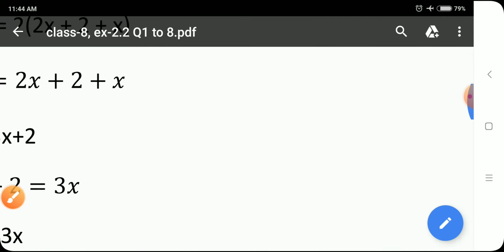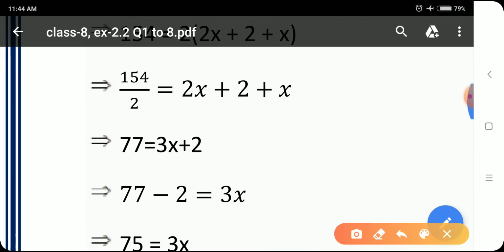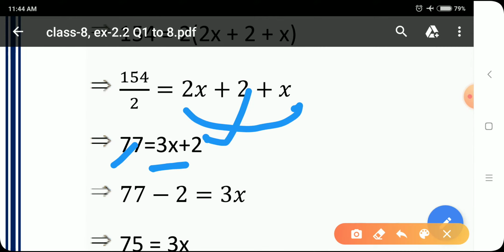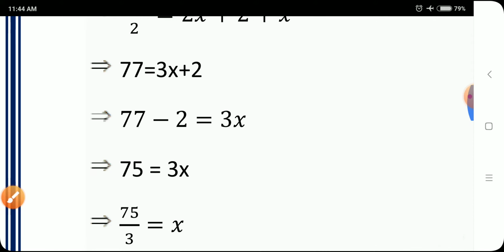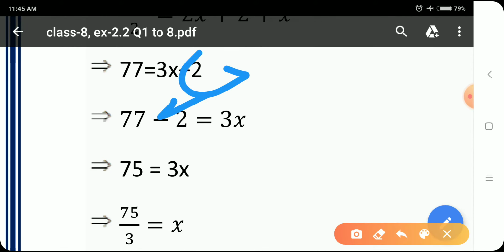Now if you cancel out these, you will get 77, and it will become 2x plus x is equal to 3x, and this 2 as it is. Next is 77 minus 2, this plus 2 here comes out to be minus 2, and here comes 3x.